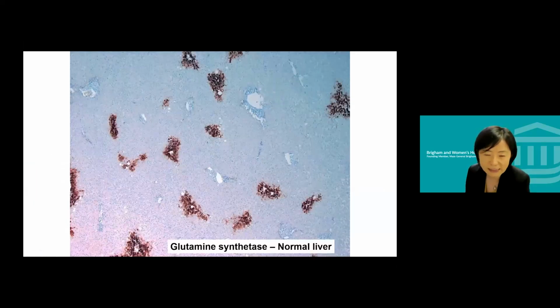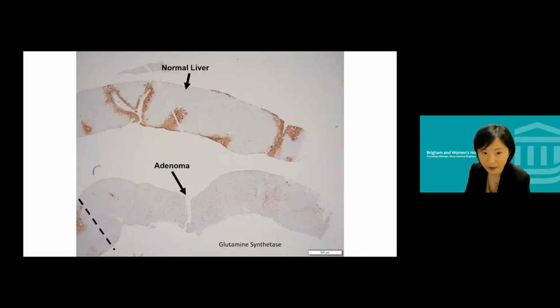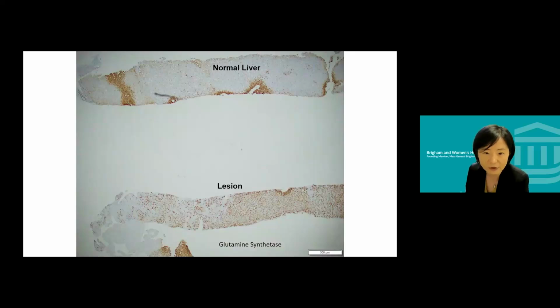So glutamine synthetase is a normal enzyme. The enzyme is usually only expressed in hepatocytes around the central veins in normal liver. So this is what the glutamine synthetase would look like in normal background liver. But in liver lesions, regardless of the nature of the lesion, they often show a different staining pattern. For example, this adenoma shows an almost negative staining pattern of glutamine synthetase. And this lesion showed increased staining of glutamine synthetase.